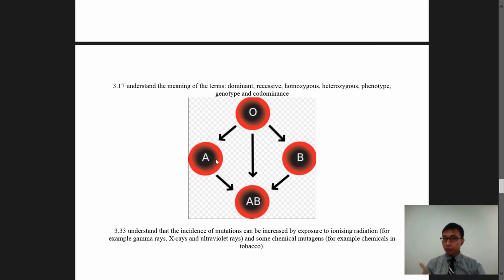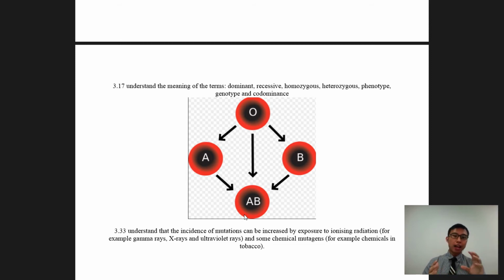For blood group A, you could be homozygous dominant A or heterozygous A. And for B, heterozygous B or homozygous dominant B. Okay, but now for blood group AB, you're going to have a heterozygous, but this time it's both the dominant allele A and also dominant allele B, and together phenotype AB.